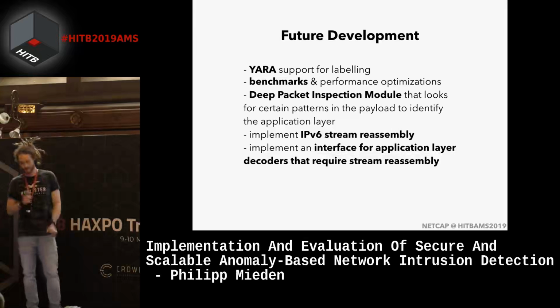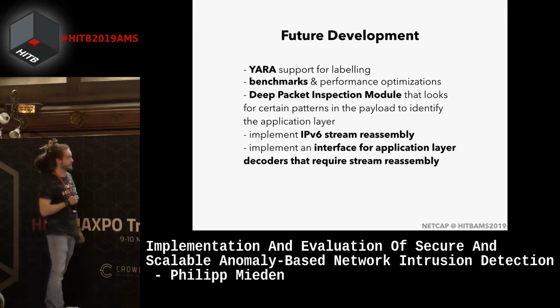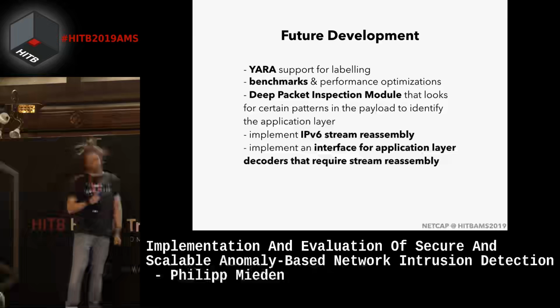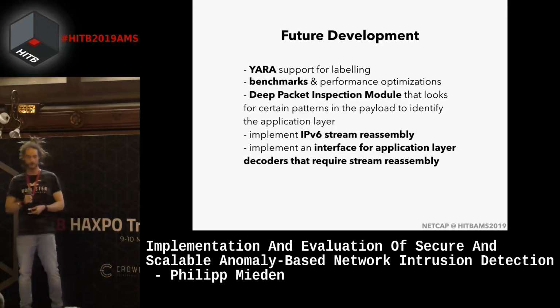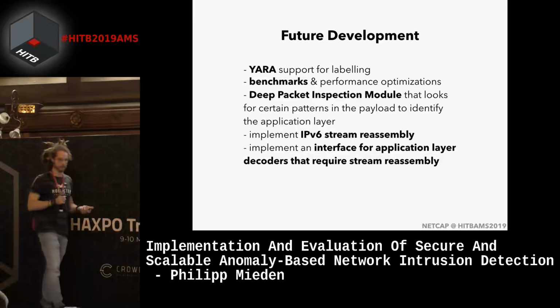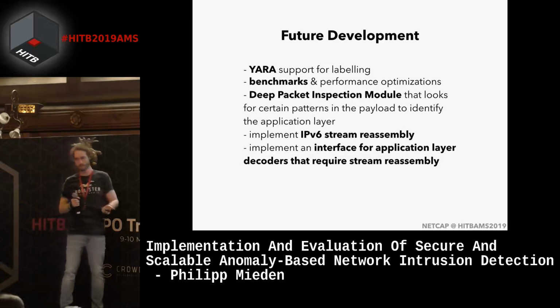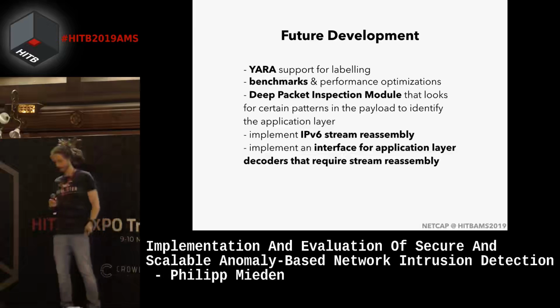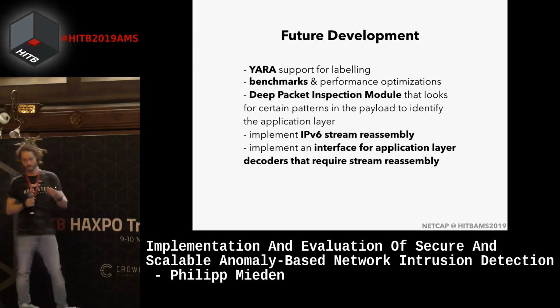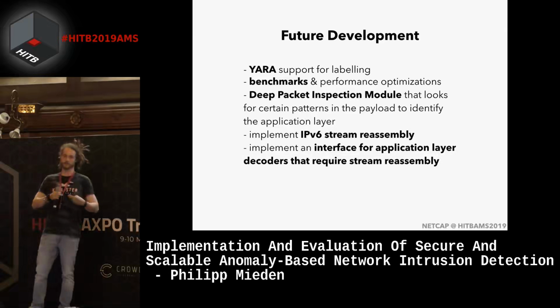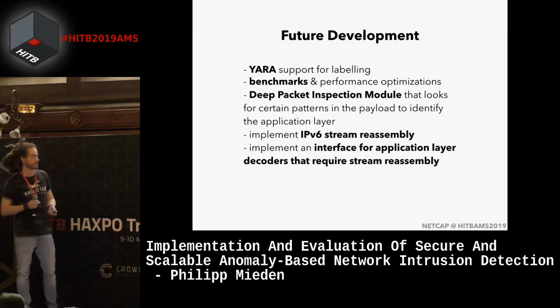IPv6 stream reassembly for TCP would be really interesting. And also a generic interface for application layer decoders that require stream reassembly, because there are more protocols that rely on this. It would be really nice to have a generic interface for a decoder that just gets as input the stream of all the decoded data, and then can work on this and create the audit records that you actually want to extract.